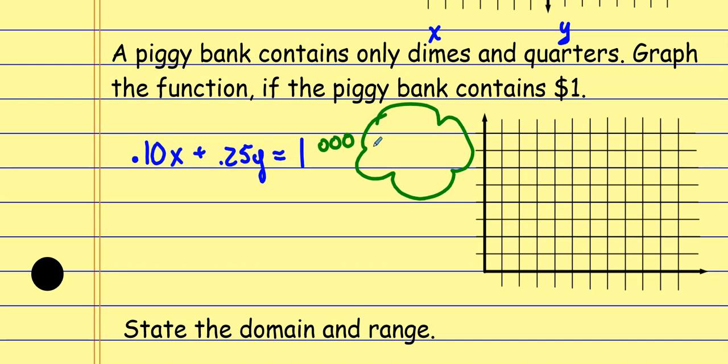I could also do it this way if you don't like the decimals. Think about it in terms of change. It's 10 cents per dime plus 25 cents per quarter equals 100 cents, right? Think about it in terms of pennies instead of in terms of dollars and cents, all right? Makes it a little bit easier.